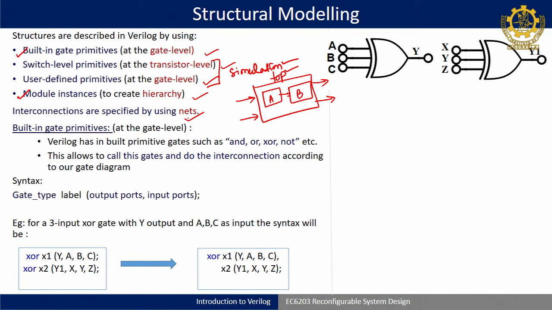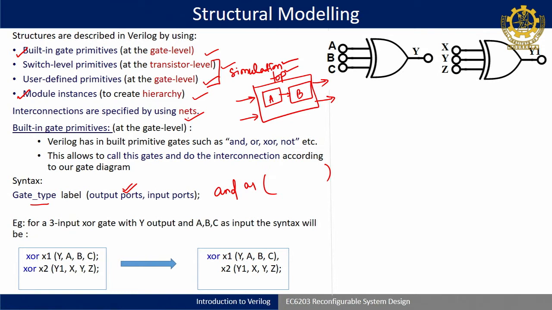So the syntax here is this. First you have to write down the gate type, like here let us say the gate type is AND, then you have to give a label, let us say A1 is the label. Then in brackets you have to write down the output and input ports. You remember that this is very important: output will always come first. That is why we have written output ports, comma, followed by the input ports.